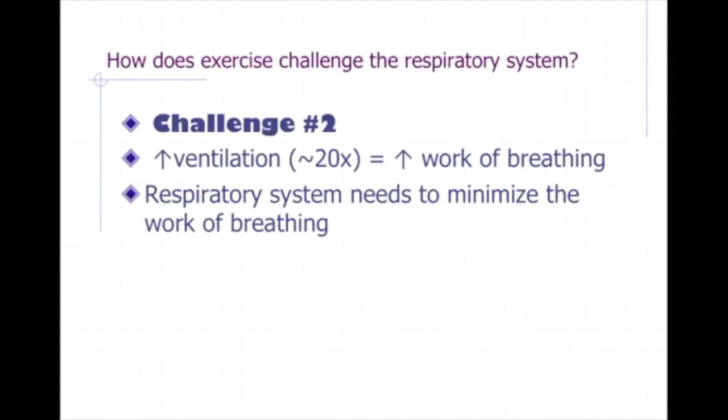All right, so how else does exercise challenge the respiratory system? Well, our second challenge that we can see is that as we start increasing in our ventilations, remember that takes muscle, right? We use our diaphragm, we use our intercostal muscles in order to inspire. And that actually will increase the work of the muscles that we are using to breathe, and it actually increases the work of breathing. So then what we need to try and figure out is how the respiratory system can actually minimize this work of breathing in order to not pull oxygen away from the working muscle to go towards our breathing.